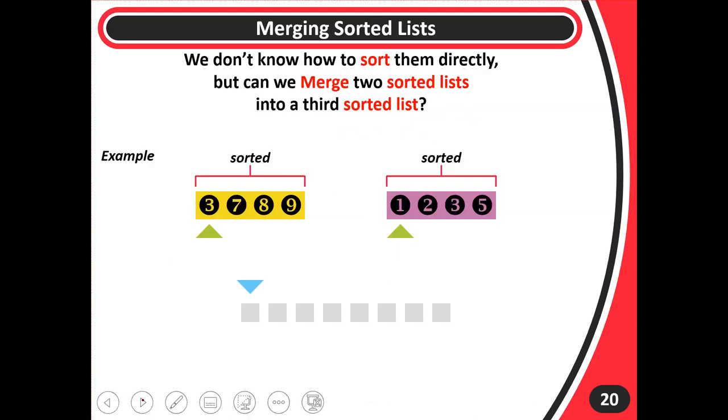All right. So now we don't know how to sort these longer lists, but maybe we know how to merge two sorted lists, right? I mean, that's not too difficult.